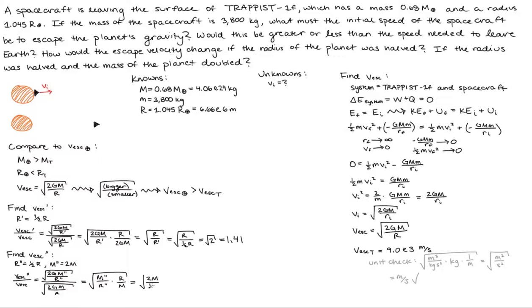We then have the square root of 2M over 1/2 r times r over M, or the square root of 2 over 1/2, which is the square root of 4, which is 2. This means that if the radius of the planet were halved and the mass of the planet were doubled, the escape velocity would double. Since our ratios are dimensionless, and we have already checked our units and order of magnitude, we are done.